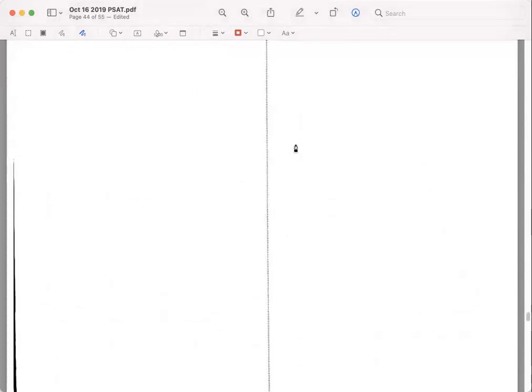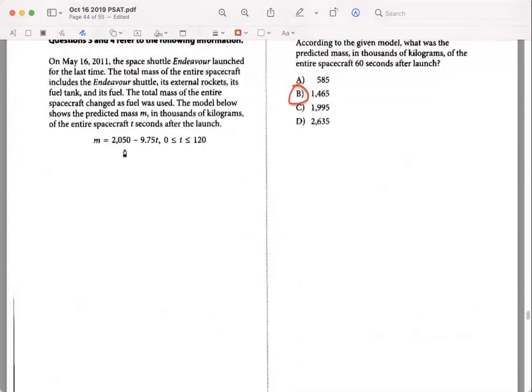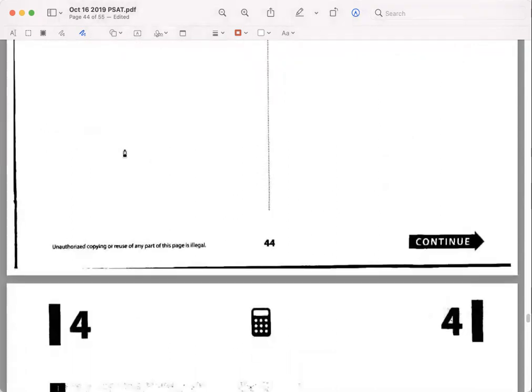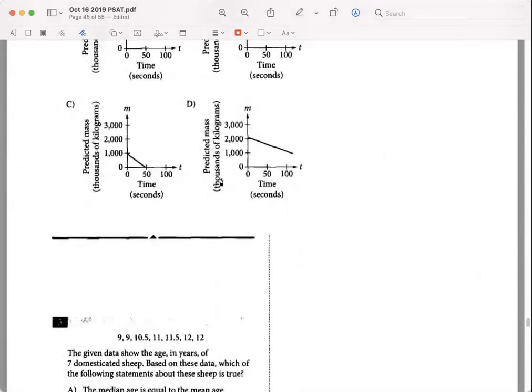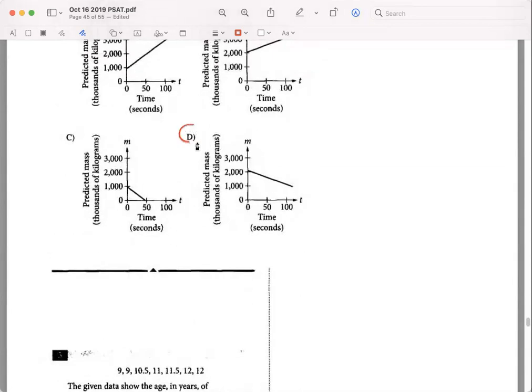Now, what is the y-intercept here? The y-intercept is 2050, because that's the original mass of the spacecraft before launch. So at time t equal to 0, we are looking at 2050 as the mass. And so D has to be the correct answer, because in C, I'm starting at 1000, which is incorrect. And also I'm reaching a mass of 0 after 50 seconds, right? So the best answer is option D.